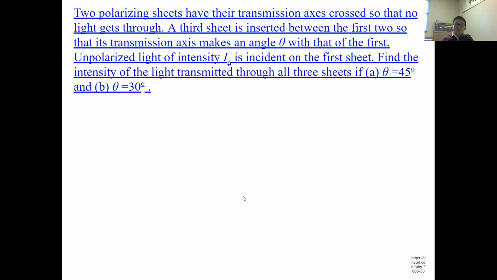It says two polarizing sheets have their transmission axes crossed, so no light gets through. So that means they are perpendicular to each other, right? So cosine of 90 is 0. So then you'll not see the light going through. It says a third sheet is inserted between the first and second, so that its transmission axis makes an angle of theta with that of the first. Unpolarized light of intensity I naught is incident on the first sheet. Find the intensity of the light transmitted through all three sheets if the angle is 45 and 30. Okay, so let's take a look at this one.